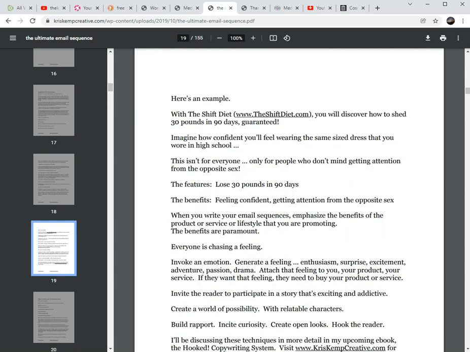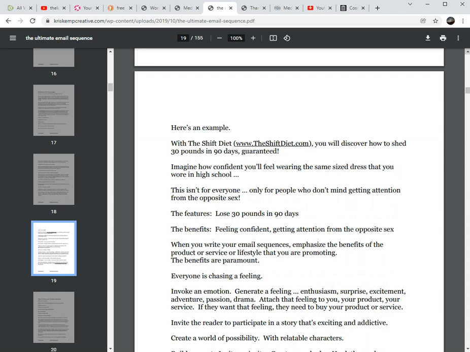So here's an example. I put together an ebook called The Shift Diet. Let's talk about it. And again, this is an overview of the Ultimate Email Marketing Sequence Template Blueprint. And we're on page 19.